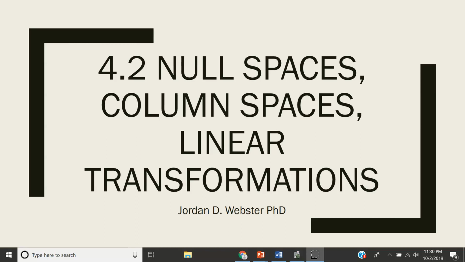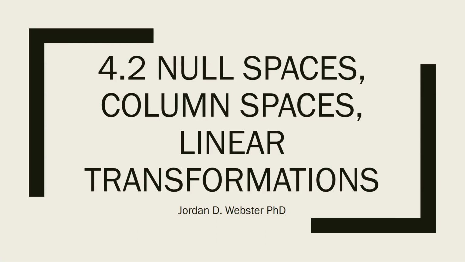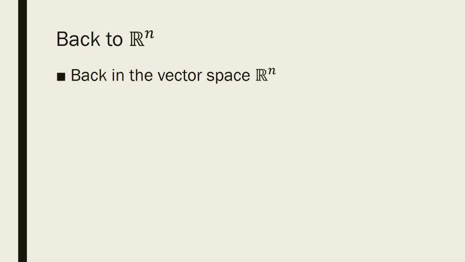In this section, we're going to look at null spaces, column spaces, and linear transformations. Those terms we've heard all before. We saw those in Chapter 2: null space, column space, and a linear transformation. So it should be no surprise that in this section, we're going back to Rn. We're going to travel back to the vector space and just focus on Rn for a while.